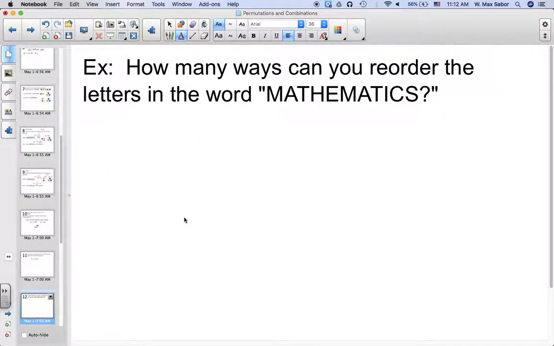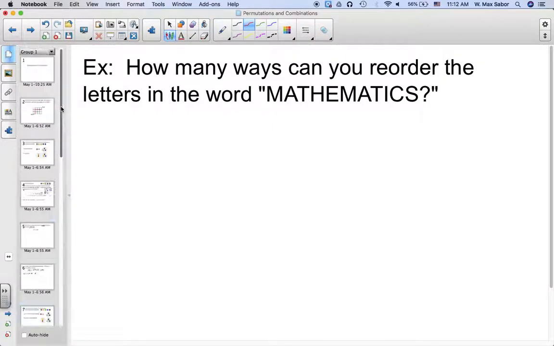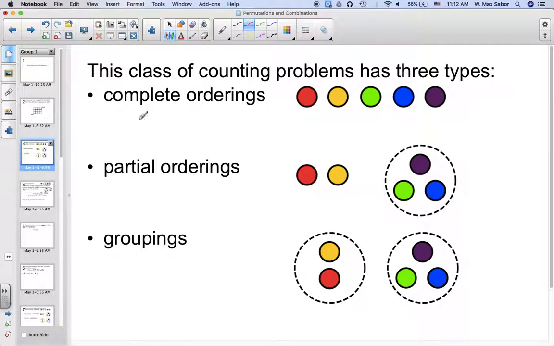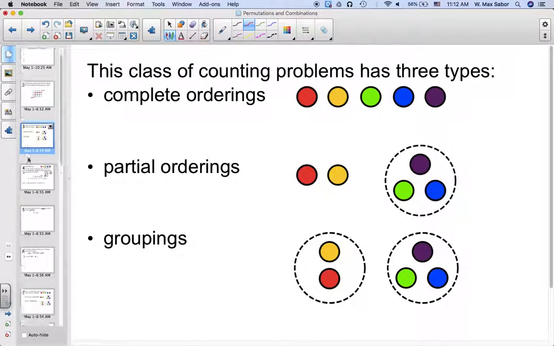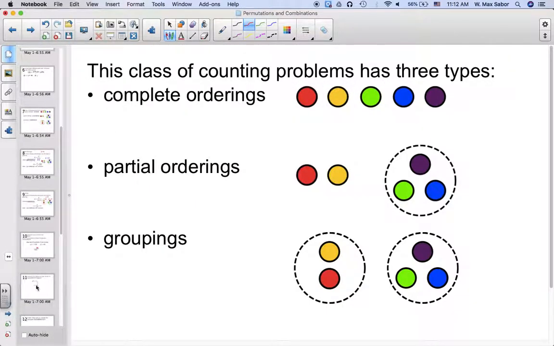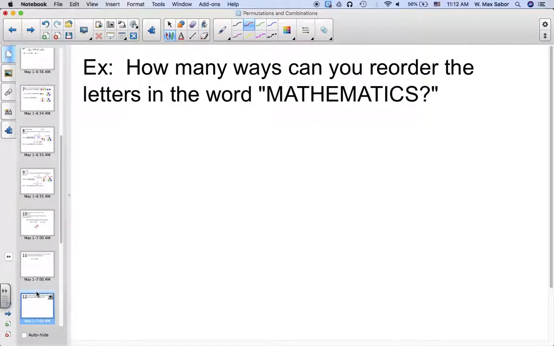How many ways can you reorder the letters in the word mathematics? Well, if we were just doing a complete ordering, we would use a factorial, and that's how we're going to start this problem. There are 11 letters. And now we need to divide.